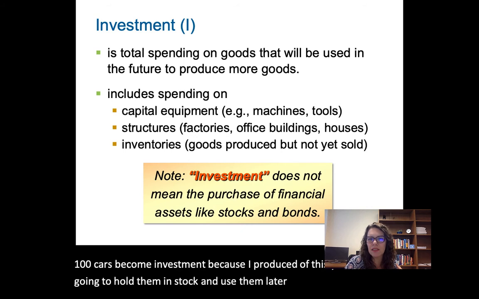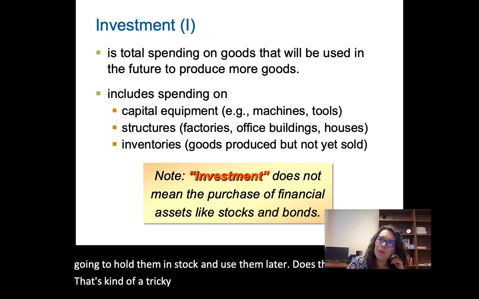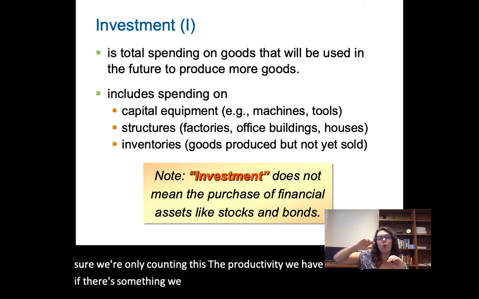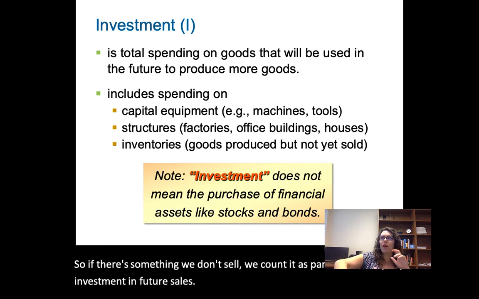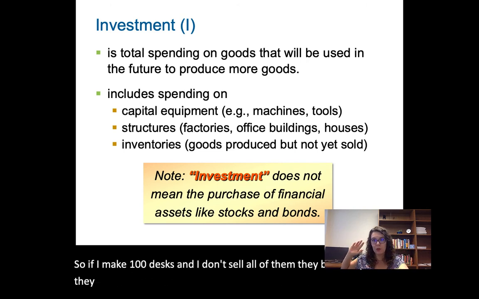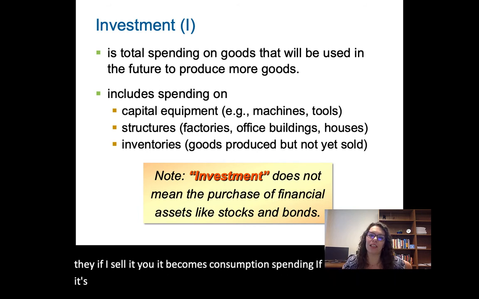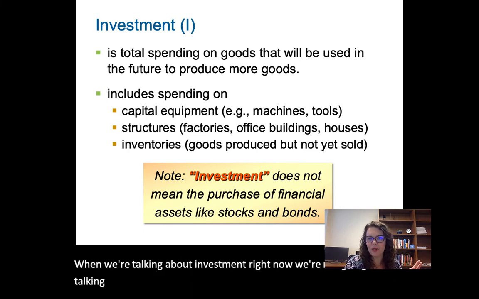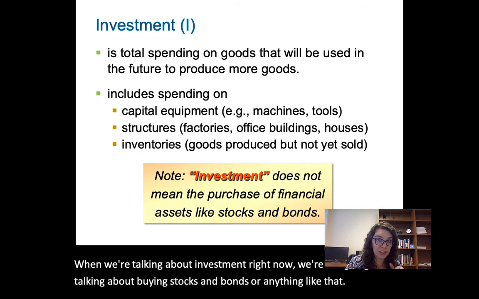Does that make sense? That's kind of a tricky thing. But the idea here is that we want to make sure we're only counting the productivity we have for this period. So if there's something we don't sell, we count it as part of our company investment in future sales. So if I make 100 desks and I sell it to you, it becomes consumption spending. If I don't sell it, then it's my investment in future sales. When we're talking about investment right now, we're not going to be talking about buying stocks and bonds or anything like that. So far, so good?